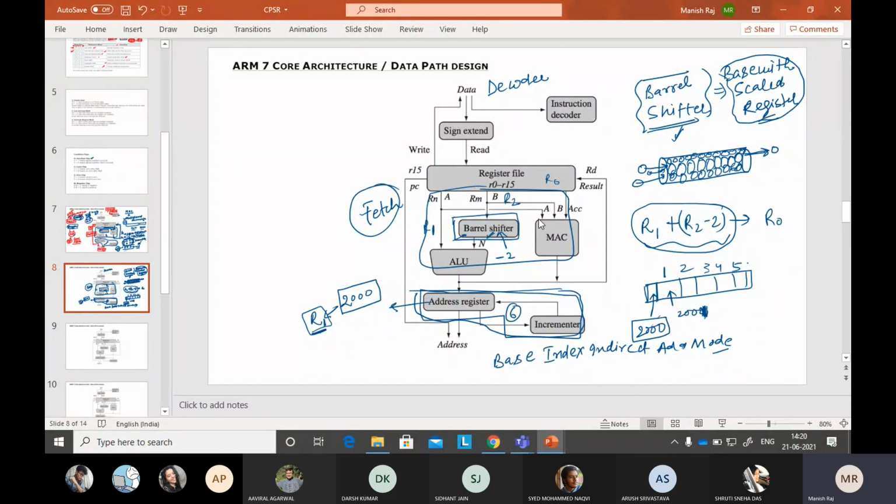So especially for some addressing modes, you are using some special architecture in the main architecture of the ARM7. So you can use these easily in the ARM register. I think this part is clear, where we use the base with scaled register and where we use the base index indirect addressing mode. So these two parts are clear to you, I think, now.